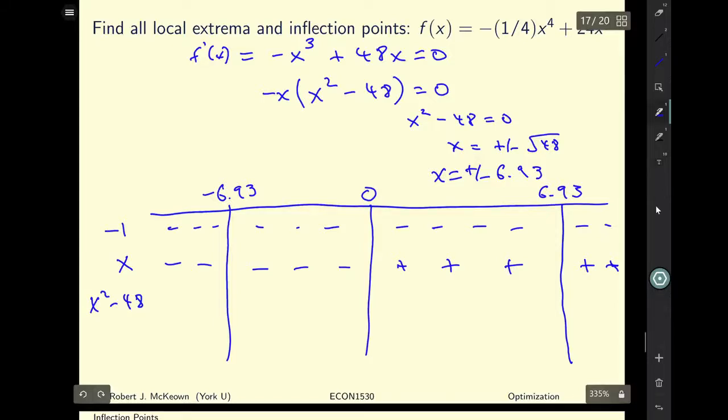What about x squared minus 48? Well, if x is less than negative 6.93, say it was negative 8, well, negative 8 is going to make this thing here positive. So it's going to be positive. Then if we've got a smaller number, like say negative 5, the whole thing is going to be negative. And it's going to stay negative unless x is greater than 6.93, in which case it's going to be positive.